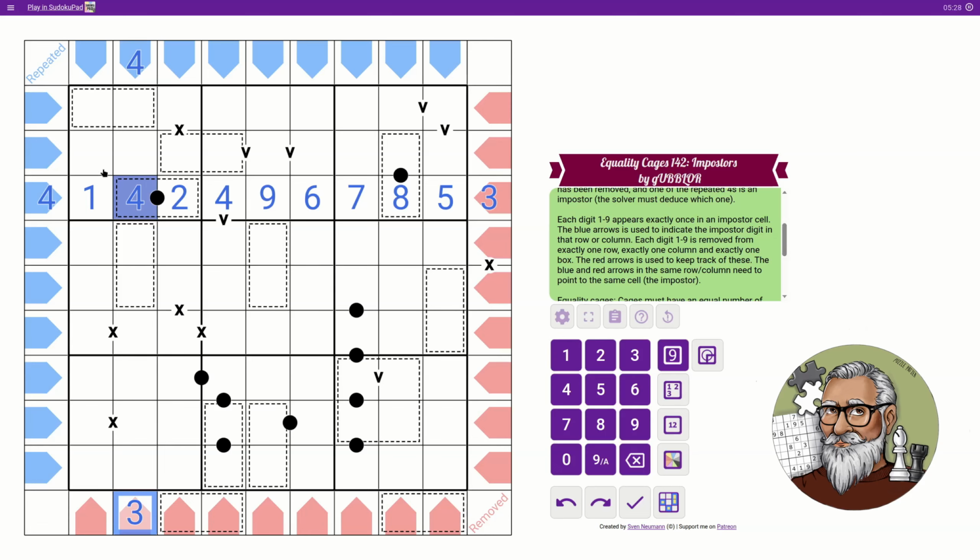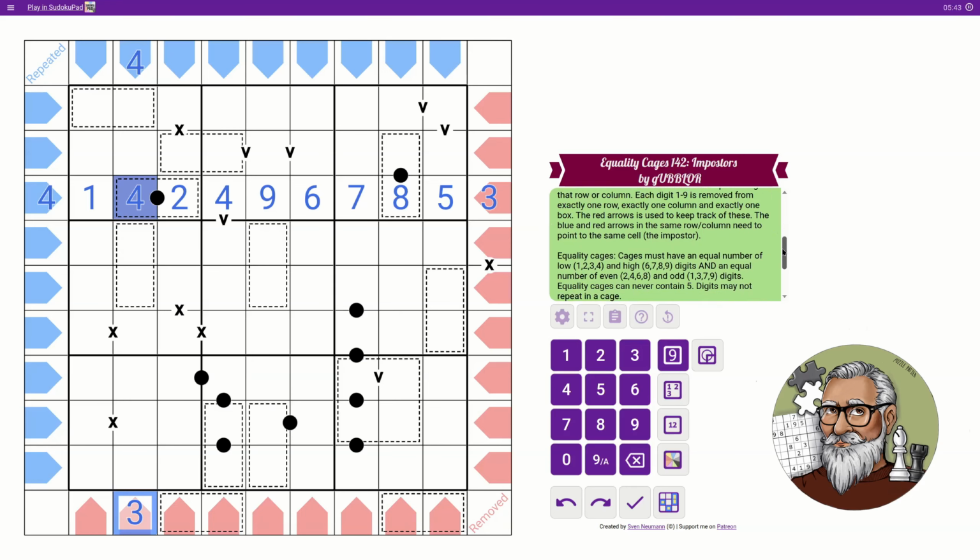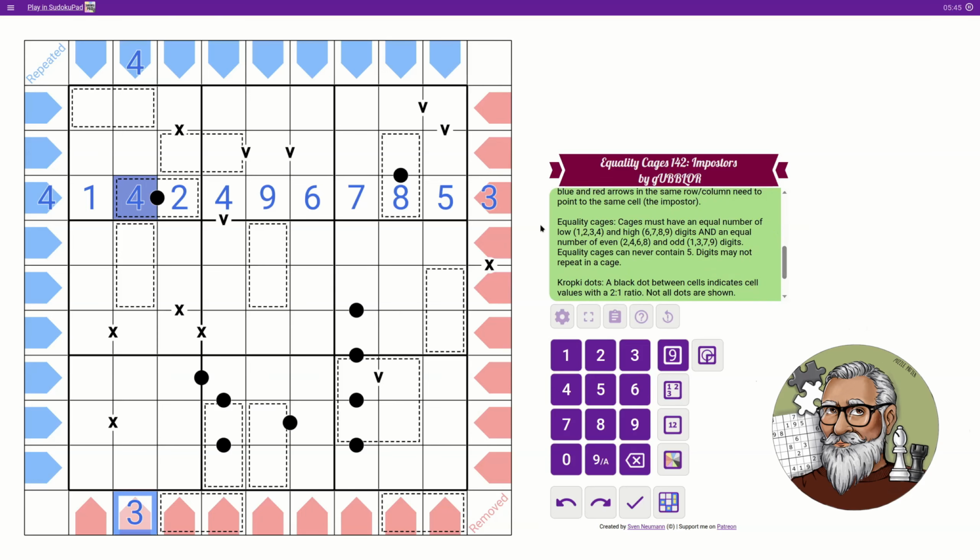Does it have to be a 3 here as well? Because, yeah, this is missing a 3. So, yeah, right. It does. Okay. What else? The blue and red arrows. Yeah, we read that. Right, now equality cages.